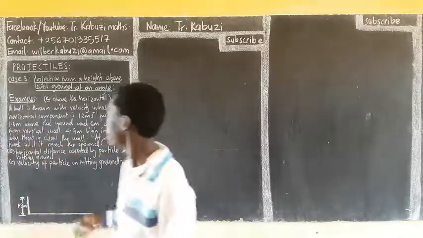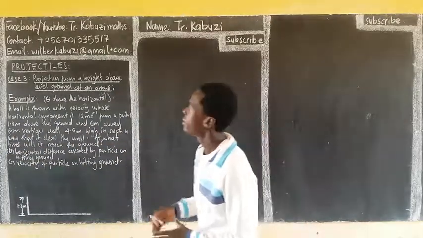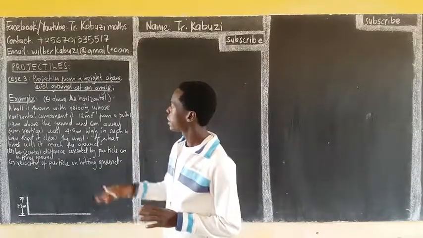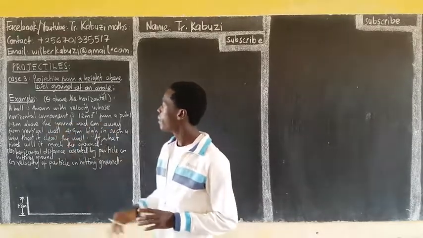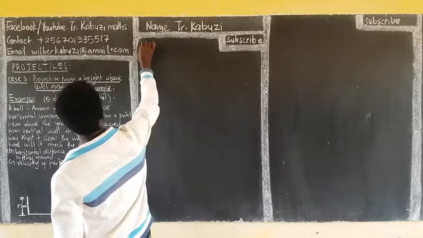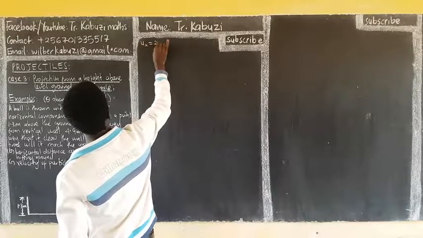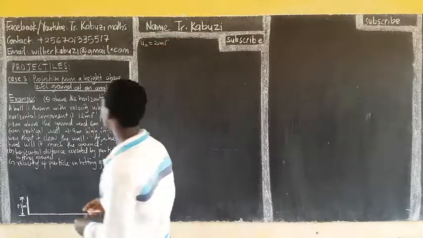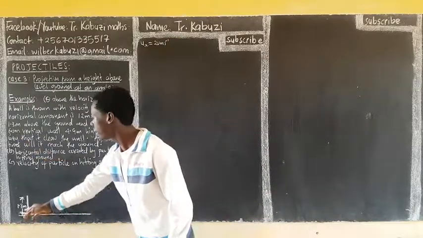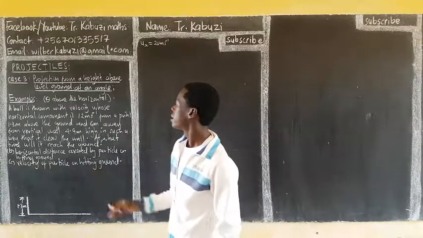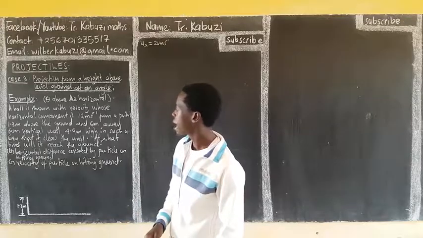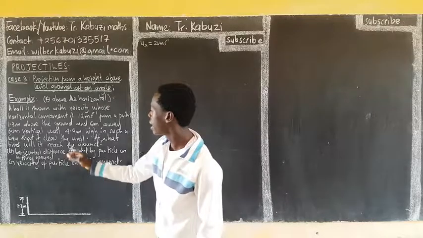Let us see a different question, still on feet above the horizontal. Here, a ball is thrown with velocity whose horizontal component is 12 meters per second. So meaning they are giving us ux as 12 meters per second, from a point 1.3 meters above the ground and 6 meters away from a vertical wall, 4.9 meters high, in such a way that it clears the wall.